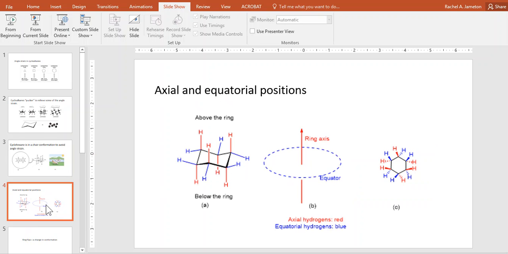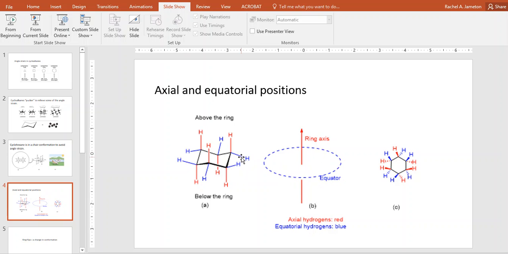If we look closer at the cyclohexane, you'll notice that there are two types of carbon-hydrogen bonds. We call one axial, and those are going straight up and down. They're in red in this drawing on the left, and you can see they're axial because, if you think about the ring axis, they're along that axis. Now there are also the blue hydrogens, and those are called equatorial. They're along the equator of the cyclohexane.